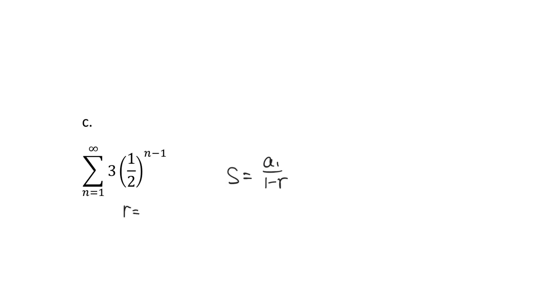Well, we already know the common ratio was 1/2. First term turns out to be 3. If you plug in a 1 for n, 1 subtract 1 is 0. 1/2 to the 0 power is 1. 1 times 3 is 3. So we have 3 divided by 1 minus 1/2, which is 3 divided by 1/2, which is 6.